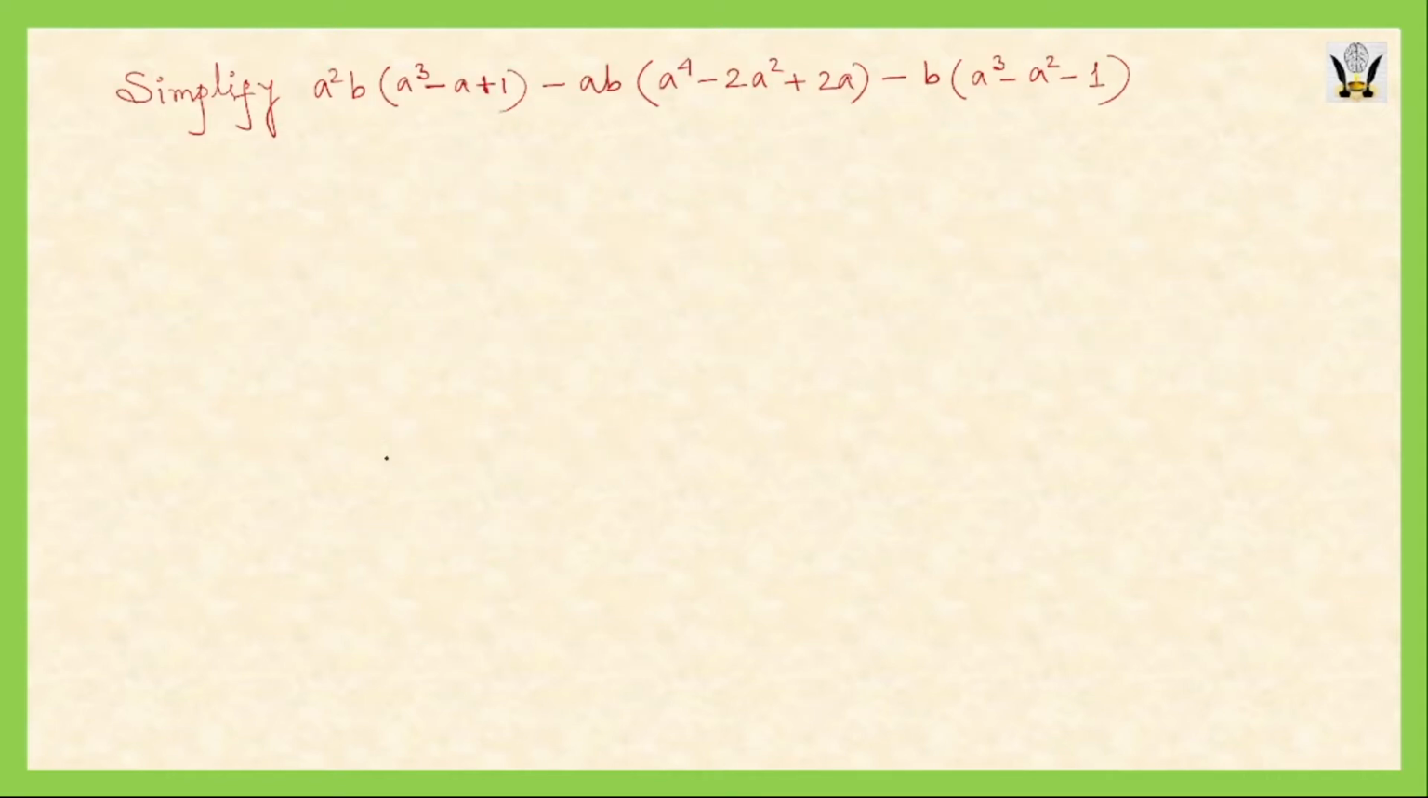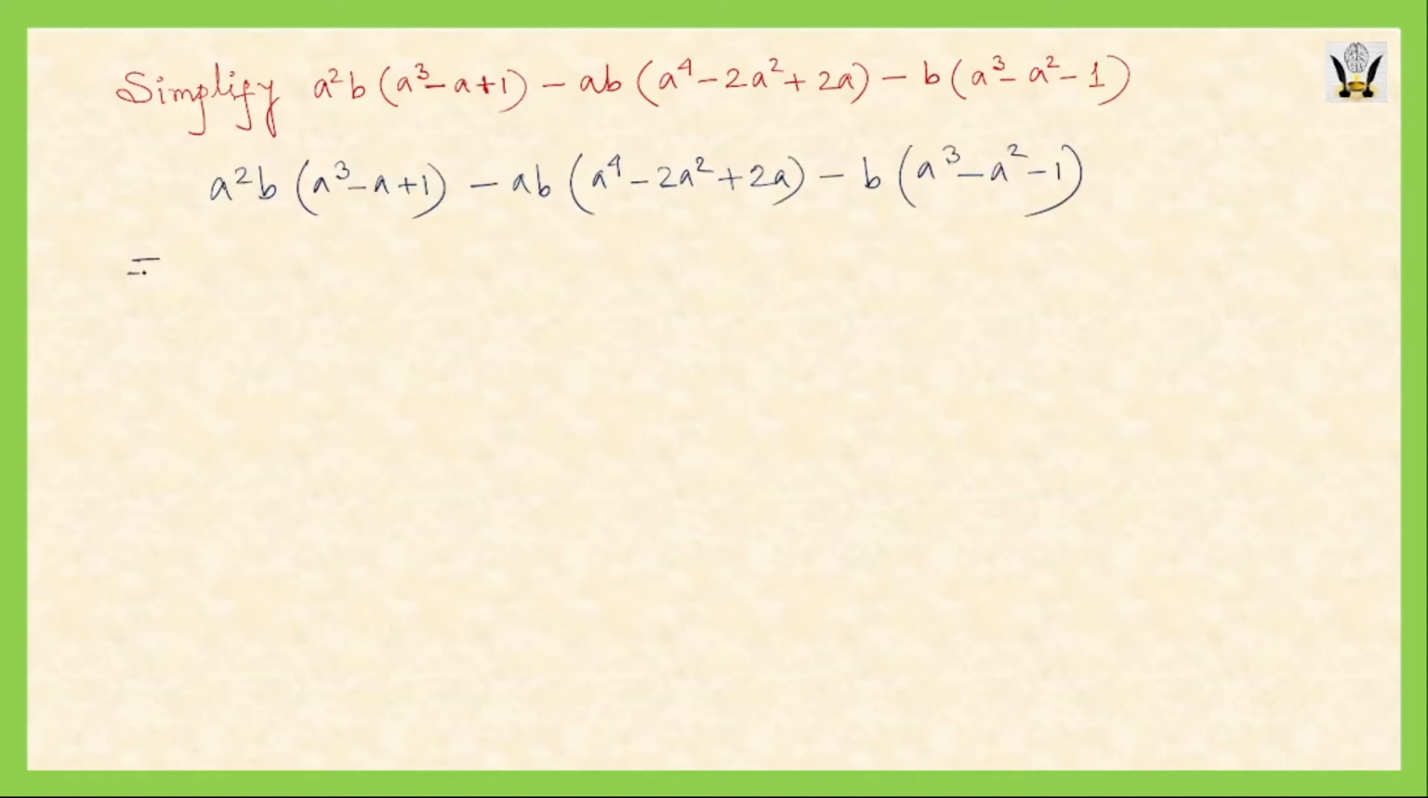Now we will simplify the next problem sum, which is related to multiplication, addition and subtraction of algebraic expressions. So here a square b will be multiplied by a cube, so it will become a to the power 5 and then b. Then the next term minus a cube and then b, and here it is plus 1, so it will be simply that term only. a square b, then minus ab multiplied by a to the power 4, so it will become a to the power 5, then b, then minus minus it will be plus 2, and then a square.